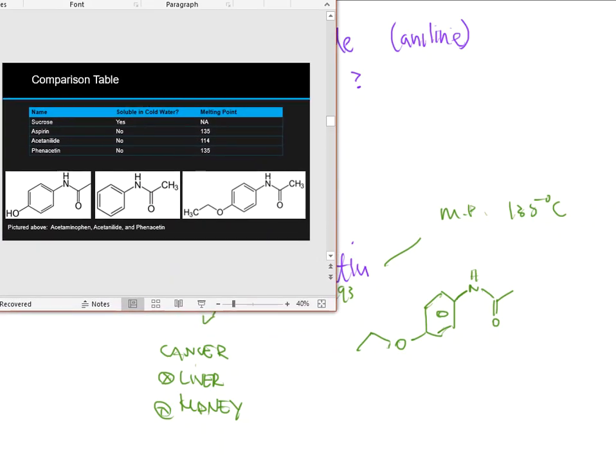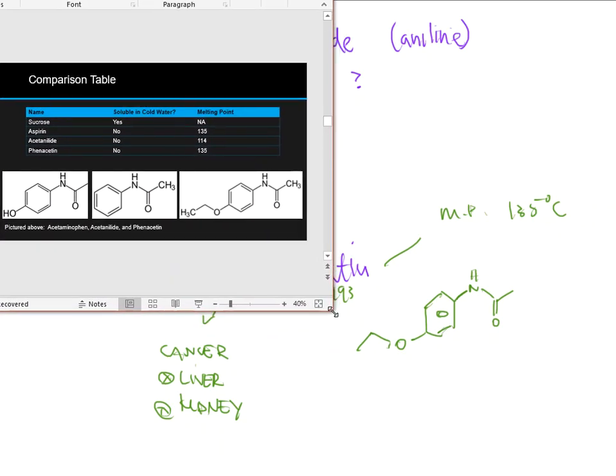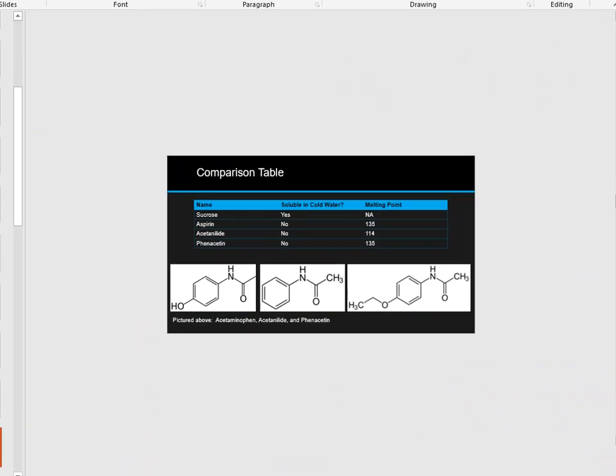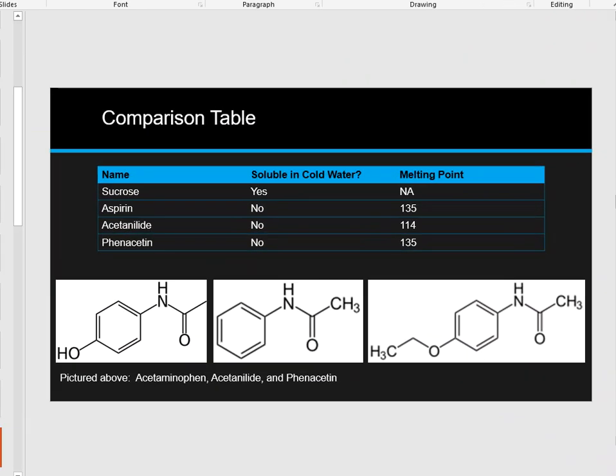Okay, so we need to take a look at a comparison table. So here I've got a table that just kind of sums up all the information that we've talked about so far. Sucrose, it's soluble in cold water, but aspirin, acetanilide, and phenacetin is not. And then the melting point, we can't really get one for sucrose, but we can get a melting point for the other three components. Notice, though, that phenacetin is the same melting point as aspirin.